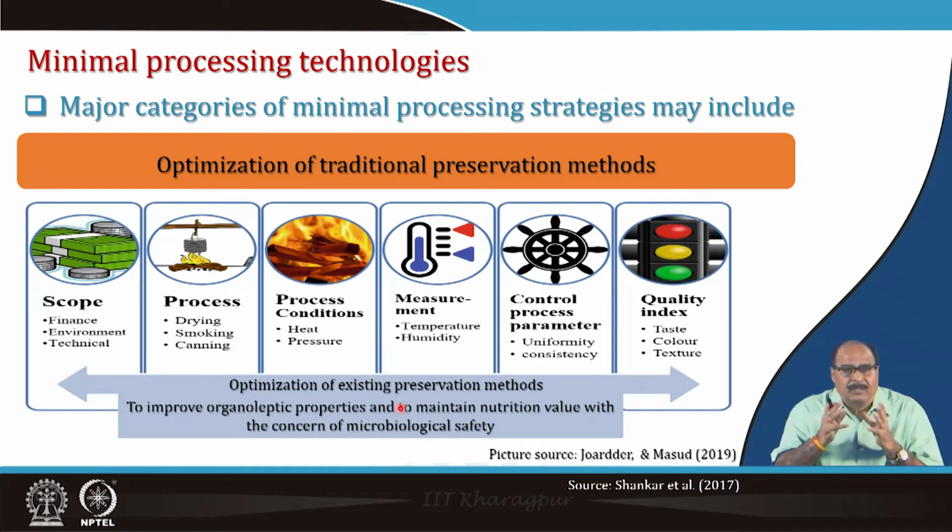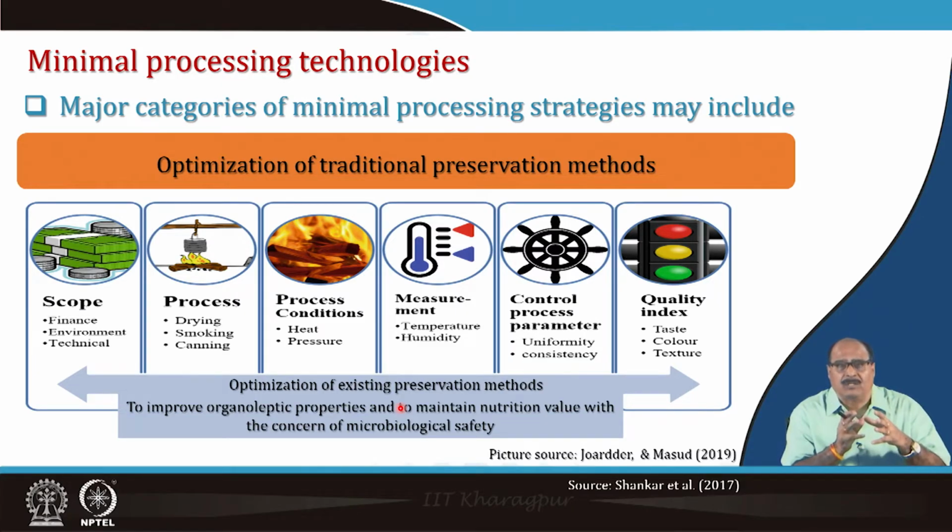So, let us see what the different technologies are that can be used for minimal processing. The major categories of minimal processing strategies include, first, the optimization of the traditional preservation methods themselves, such as drying, smoking, canning, etc., which are being used.